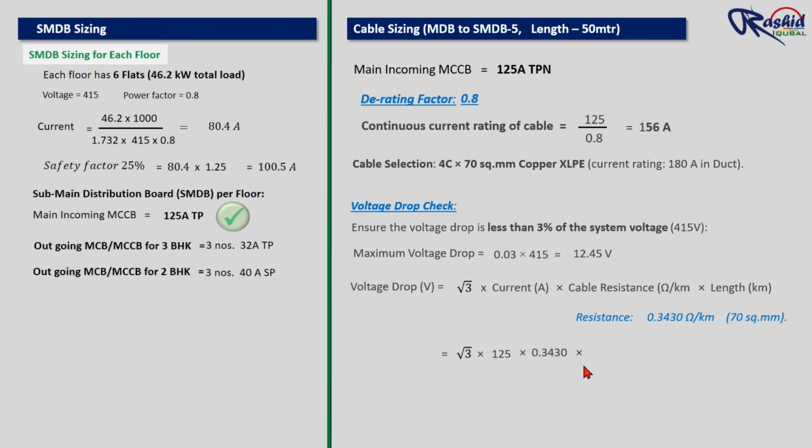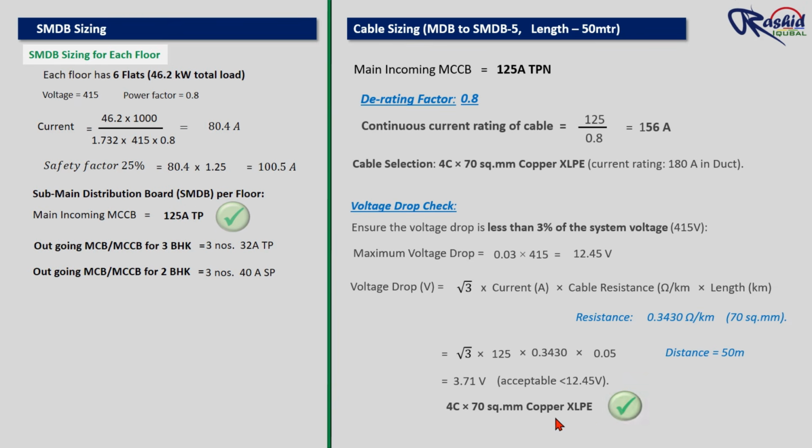Multiply by length. Let me assume the distance from MDB to SMDB is 50 meter. So I need to convert into kilometer. Then it becomes 0.05, this is in kilometer. So after solving this equation, we get 3.71 volt, which is much lower than the 12.45 volt limit. So the cable is perfectly fine. Therefore, we can select this 4-core 70 square mm copper XLPE cable from the MDB to SMDB 5.